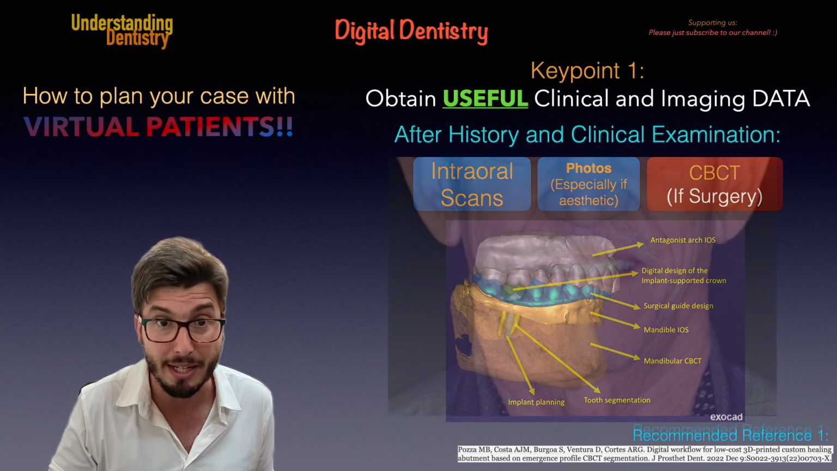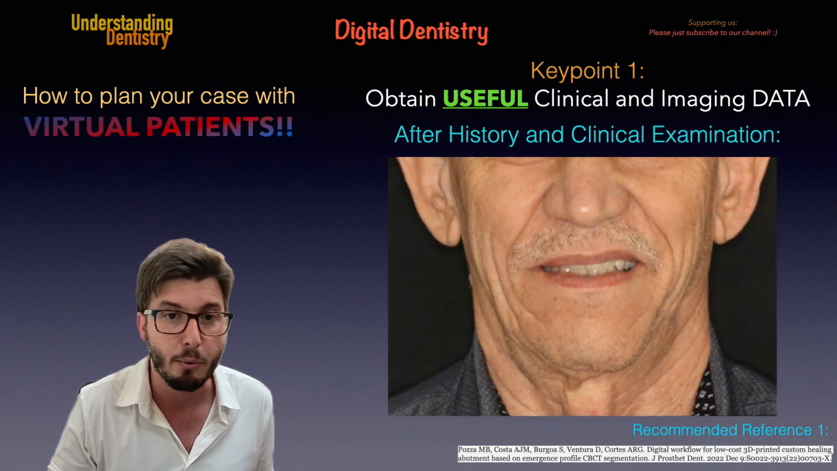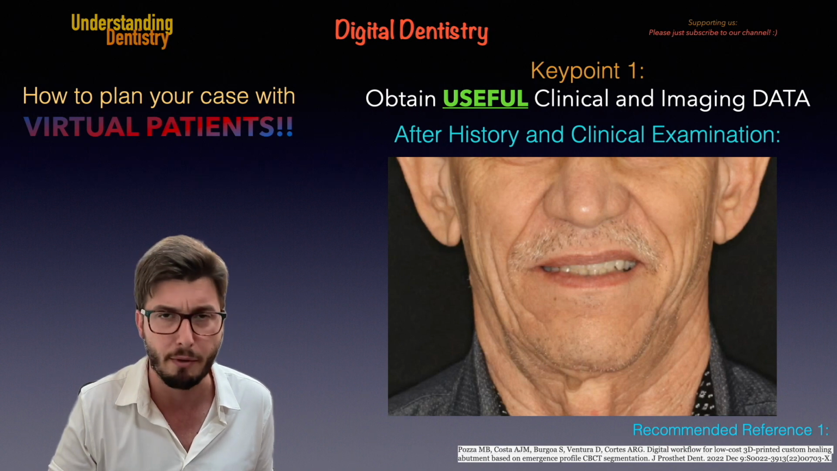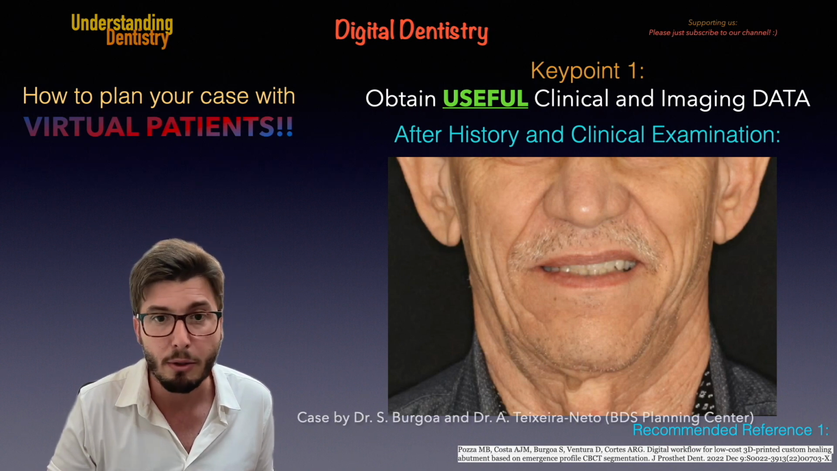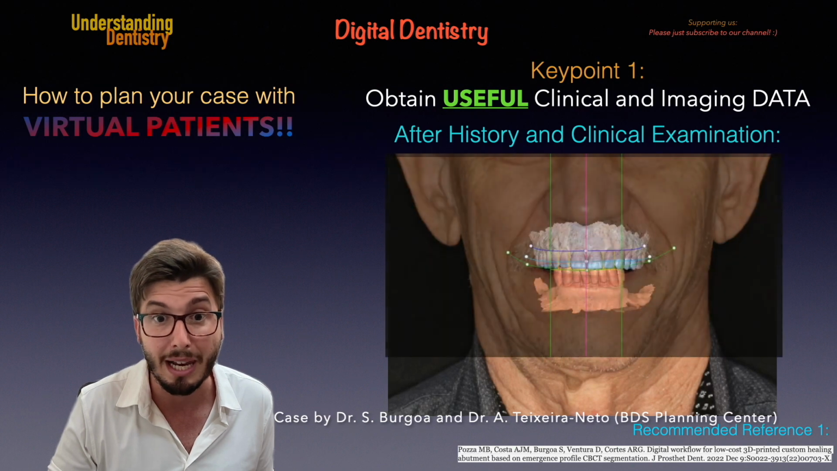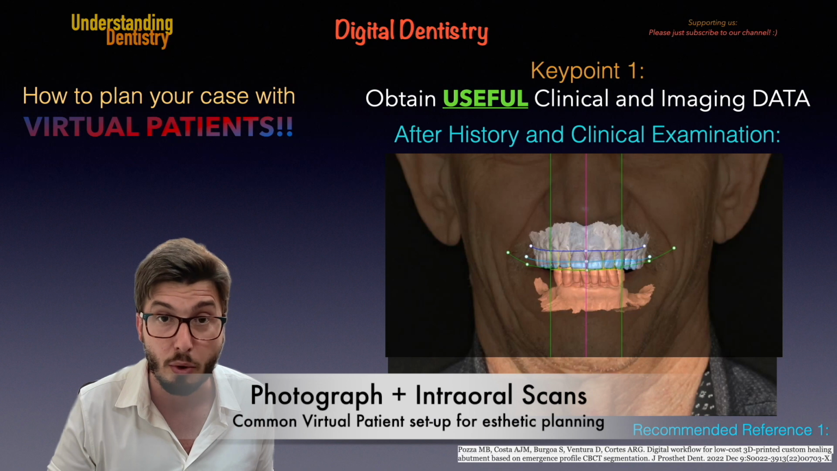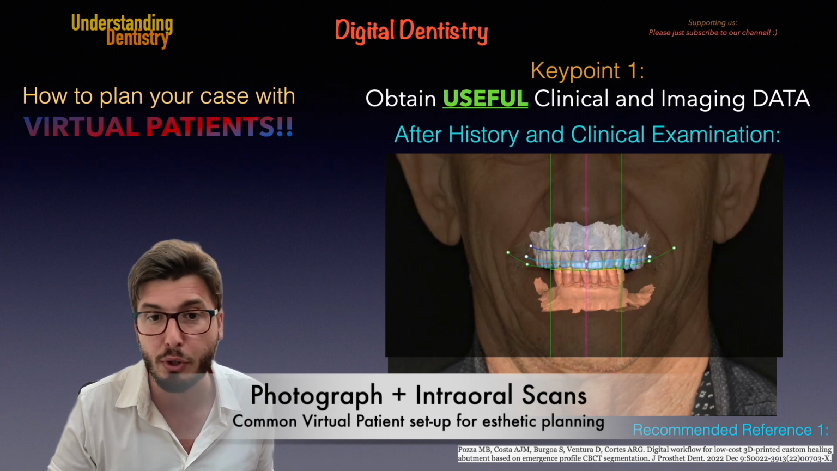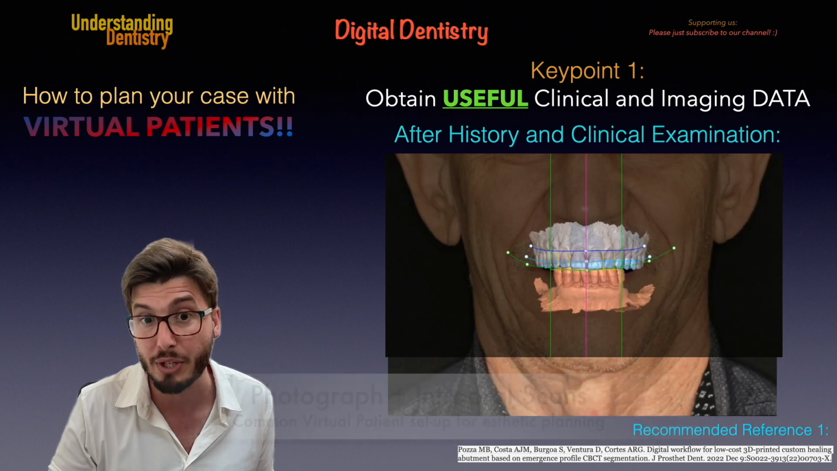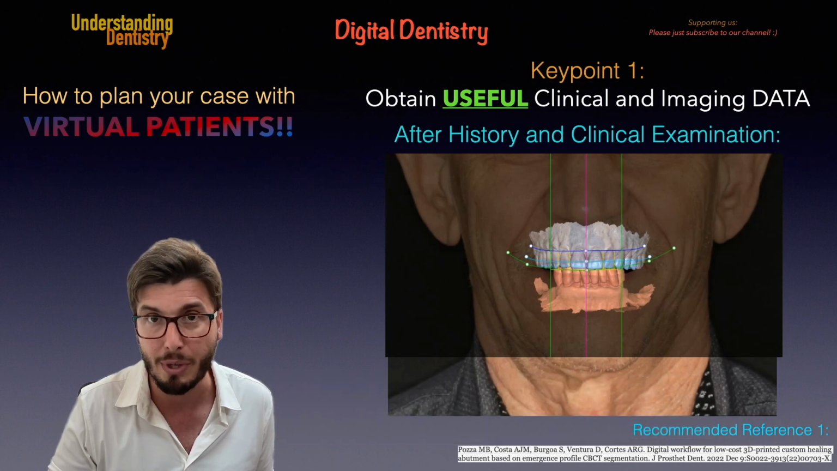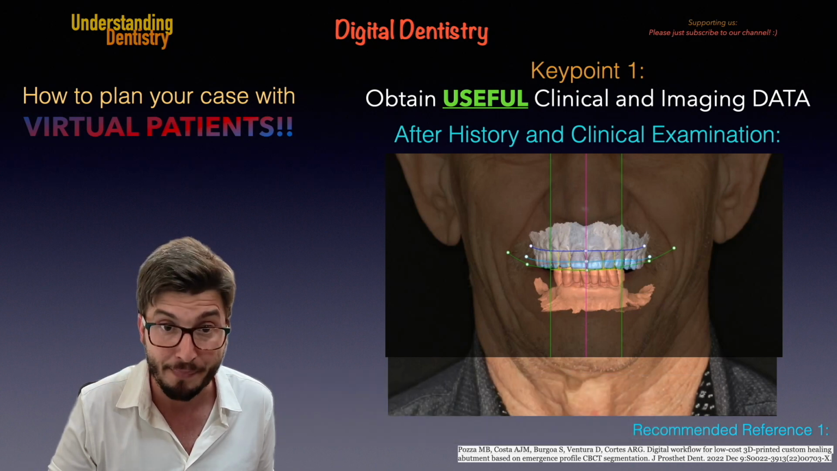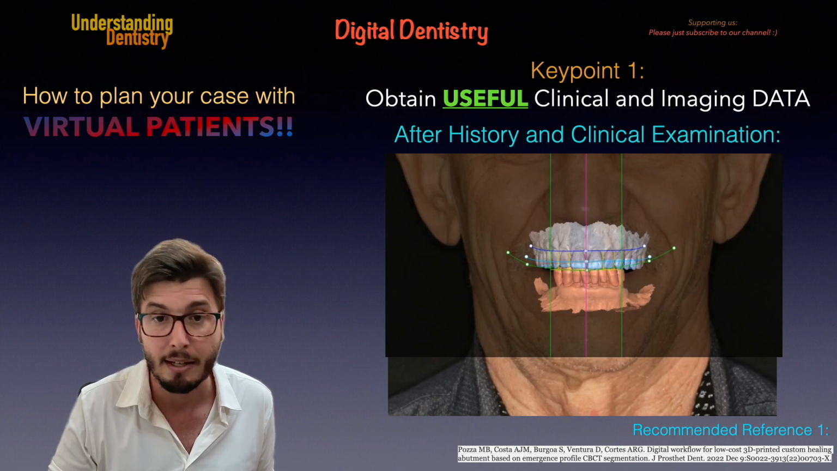Let's see another example, very important. We have here now a photograph, and this is not even a very good photograph of the patient, okay? Even though it allows us to align the photograph with the intraoral scans of the patient. So now a 2D photograph is aligned and superimposed to the 3D intraoral scans of the patient, and then we can do a static plan using the reference lines and so on.